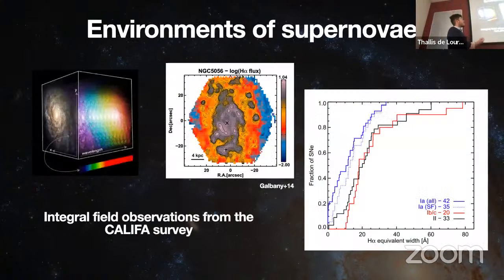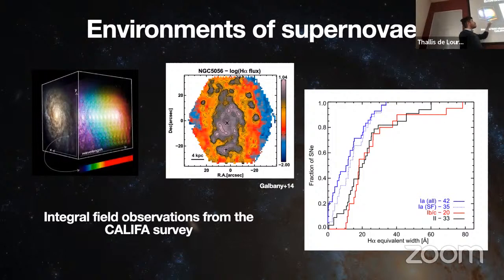So another way of constraining the type of stars that give origin to the different types of supernovae is by indirect methods, such as looking into their environments. People have been doing that for a long time, such as the slide I showed before, where they looked at the different host galaxies of supernovae. And recently, more and more people were using integral field observations of galaxies to try to constrain better the environments of supernovae. This was a work done by Luis Galbani and collaborators, where they looked into host galaxies of supernovae from the CALIFA survey.